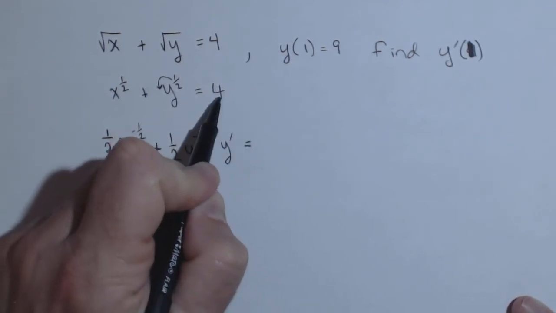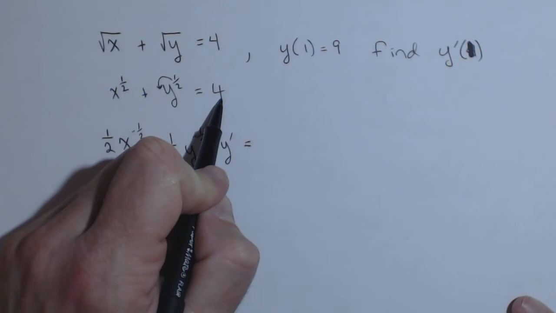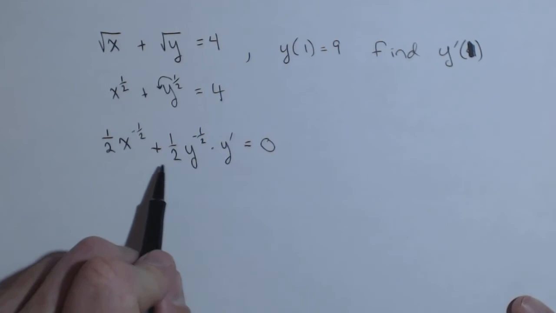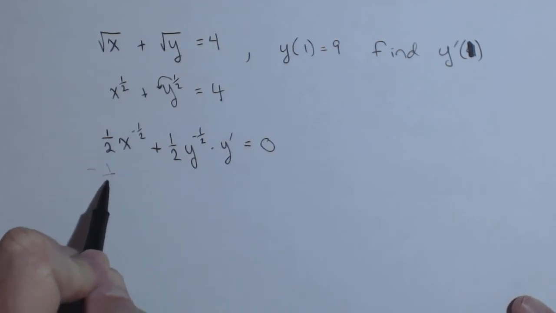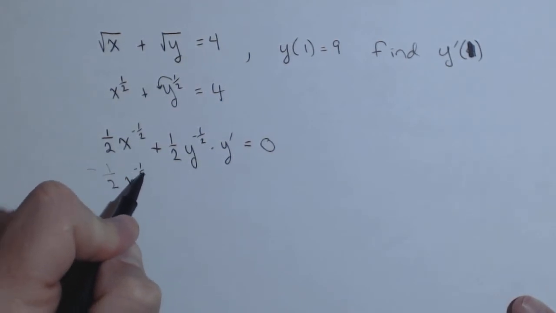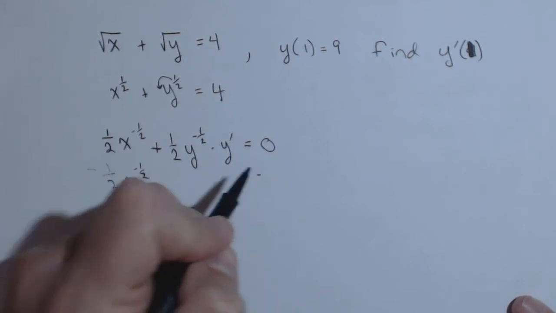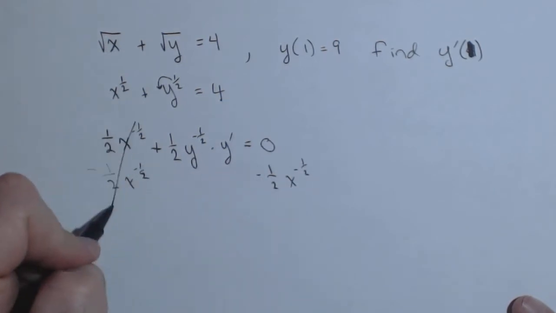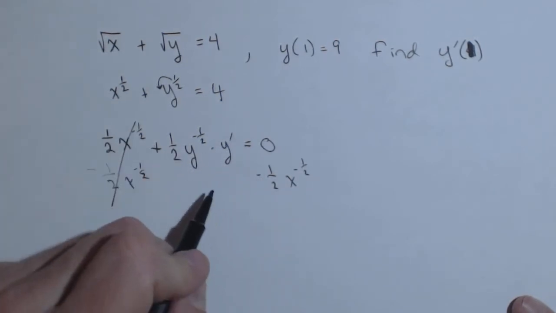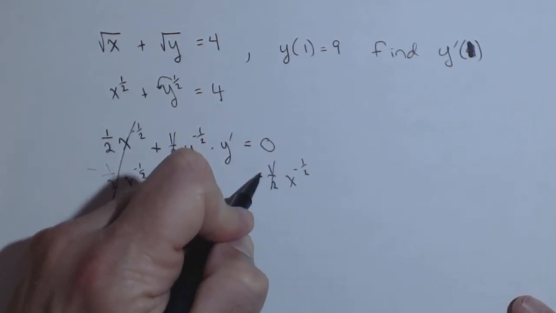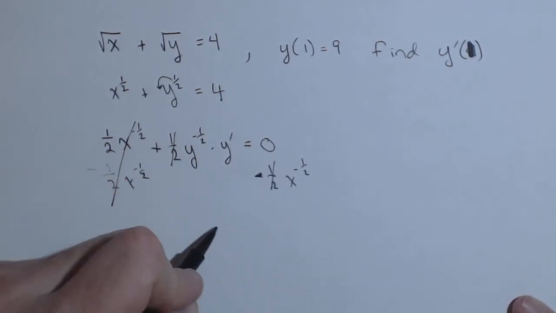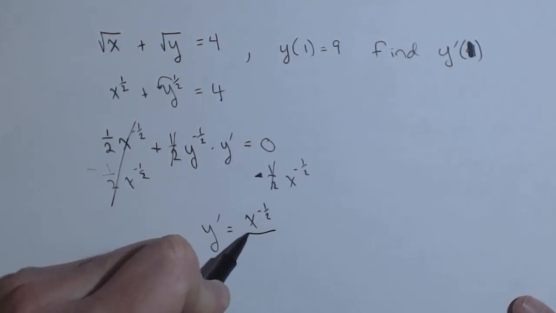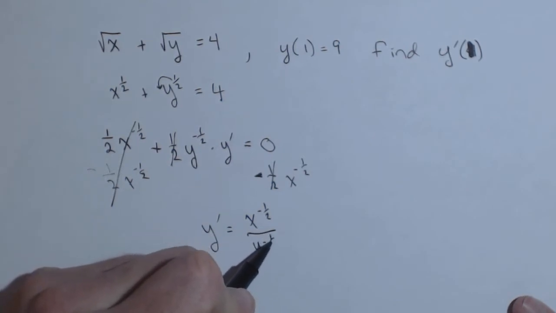And now here's the part that often gets forgotten. The derivative of a constant is 0. So it would not be too difficult to solve for y prime. We could move this term over to the other side. So we'll have this negative 1/2 x to the minus 1/2. Those will cancel, and we could divide both sides by 1/2. So this will stay negative over here, and then we'll divide by this term. So we get y prime equals x to the minus 1/2 over y to the minus 1/2.